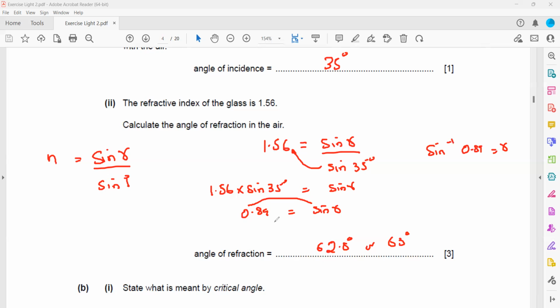Is it clear, this example? Yes, sir. Clear.